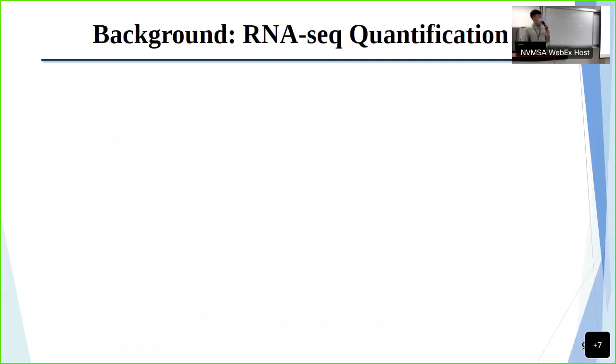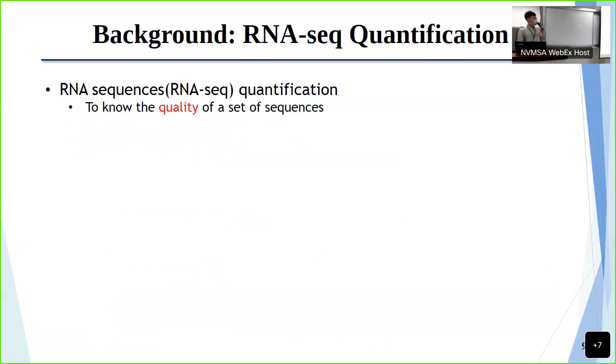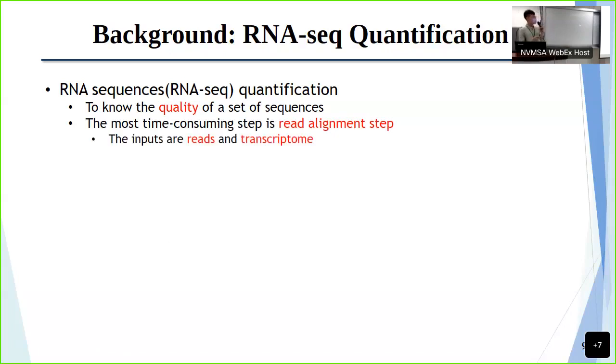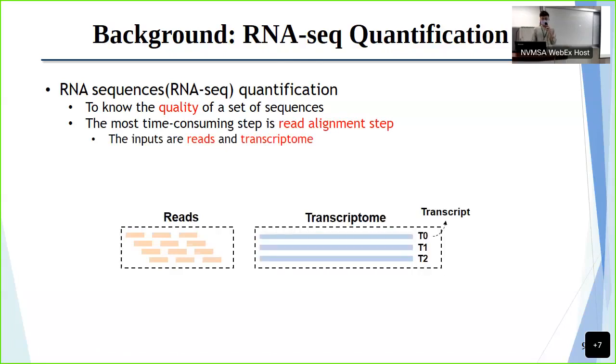Next, I will introduce RNA sequence quantification. Quantification is a way to know the quality of a set of sequences. The most time-consuming step in quantification is read alignment. There are two inputs for read alignment. The first one is reads. Reads are a set of shorter sequences. The other one is the transcriptome. The transcriptome is a collection of long reference sequences, and each reference sequence is a transcript.